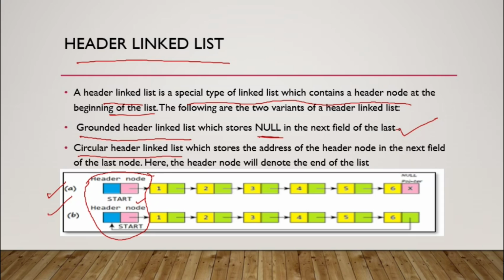Another one is circular header linked list. In a circular header linked list, students, the last node's next pointer will be connected to head. Okay, that is about the header linked list. That's all.